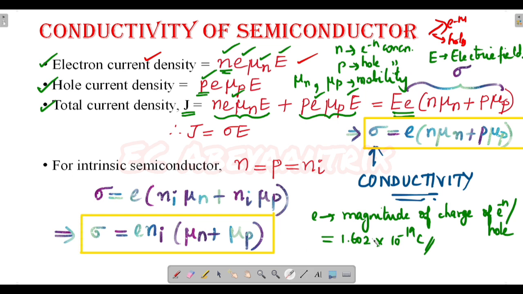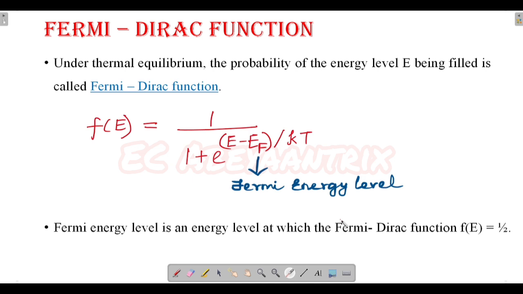Okay. Next topic, Fermi-Dirac function. This is also an important topic in exams. So under thermal equilibrium, the probability of the energy level E being filled is called the Fermi-Dirac function. In simple terms, we are considering a particular energy level, and the probability of that energy level being filled is called the Fermi-Dirac function.